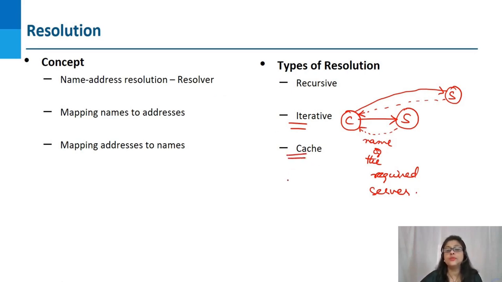Cache type of resolution means many a times the servers get requests from the clients, and instead of throwing away the requests, it stores them in a file, in a cache file. Later on, if the same client makes a request, then the server looks into the cache memory, and if it finds out the desired result, it can give it back to the client. So it can save a lot of time and space.